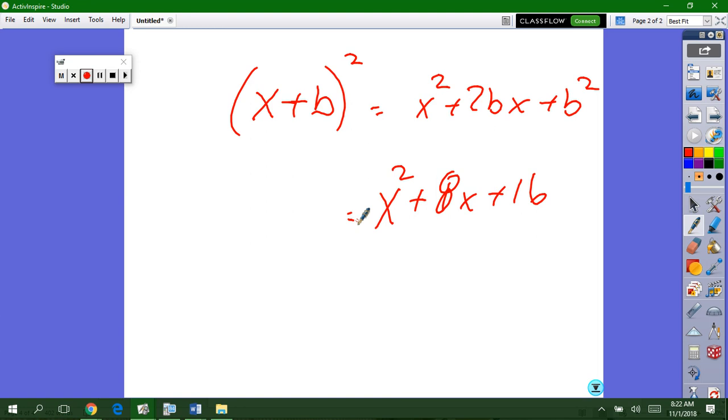How do I know it's x plus 4, Tyler? How did you get to that? Divide it by 2, and then take the square root. If I divide this by 2, what do I get? 4, and if I do 4 squared, do I get 16? Did it follow this pattern, basically? So this is x plus 4 squared.